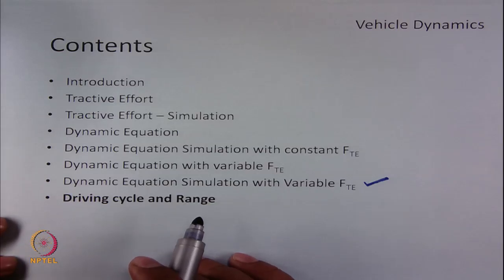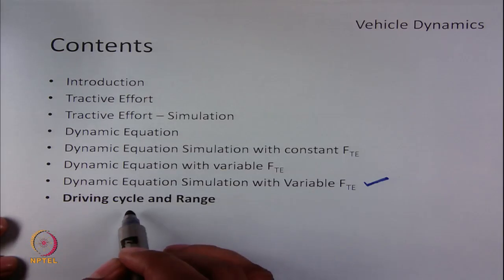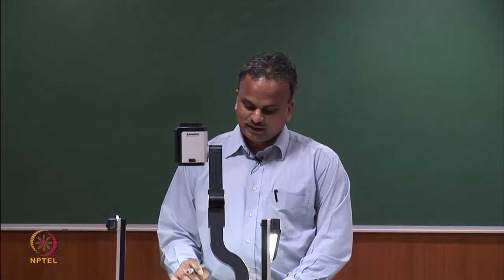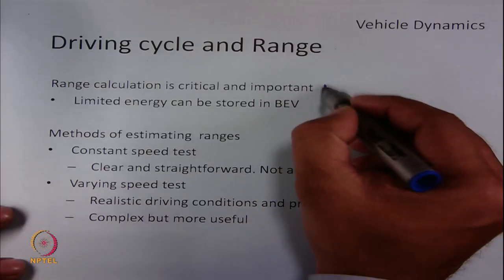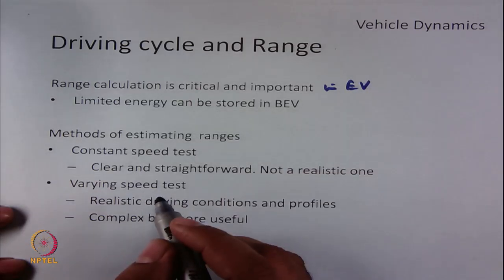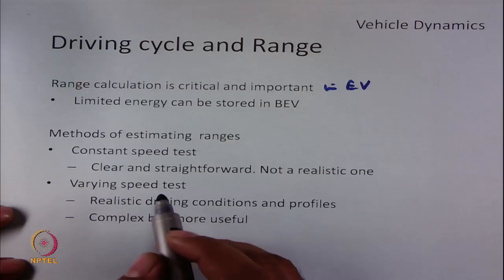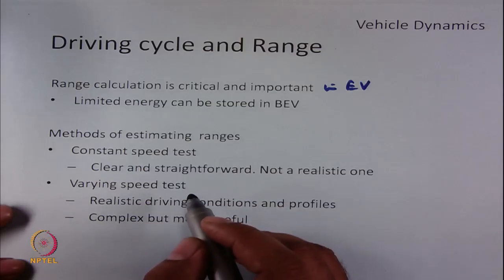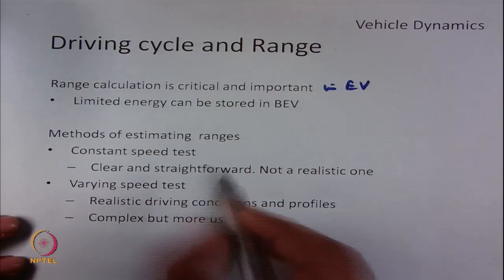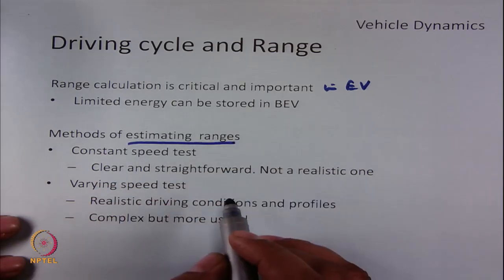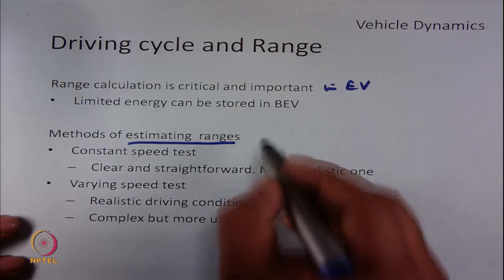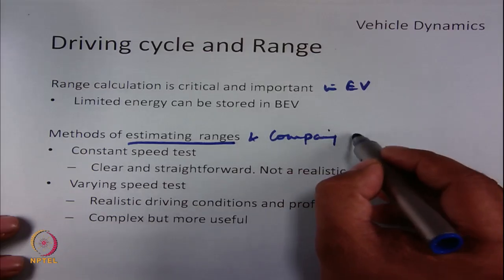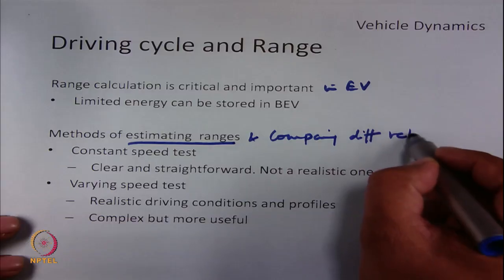Now, let us go to the next topic which is understanding of different driving cycles and range. So, range calculation is very critical and important in EV application, because we have a limited energy that can be stored in batteries. So, what are the different methods of estimating ranges, and also comparing different vehicles.